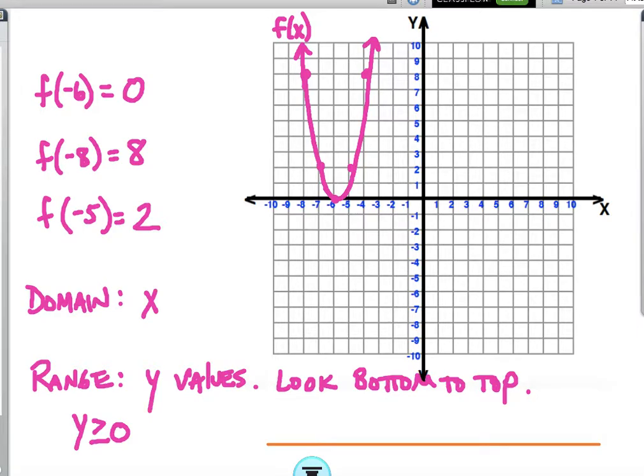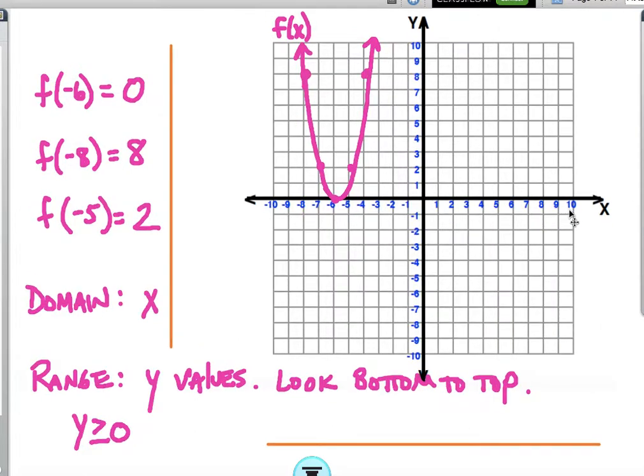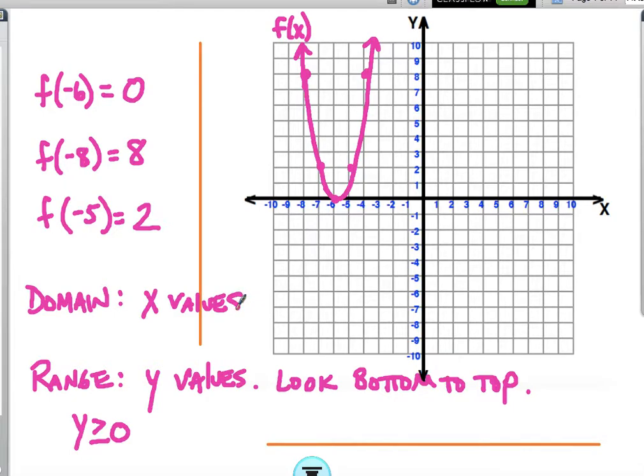Okay, let me try to get a vertical line now. Hopefully this will work. Okay, there's a vertical line. Now, when you're talking about domain, you want to look left to right. So we're going to be looking left to right across the graph. I'm going to write that out. Domain are your x values, and you want to look left to right.